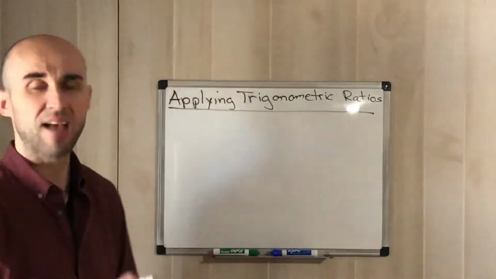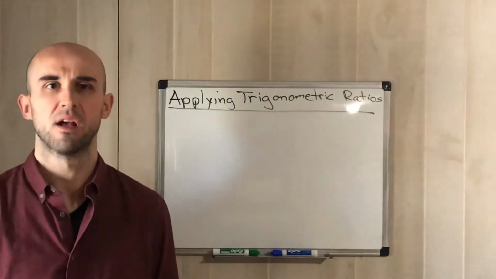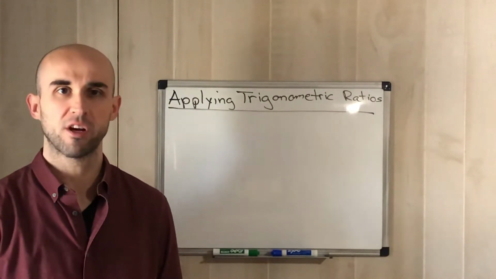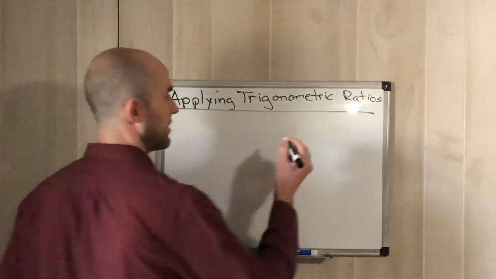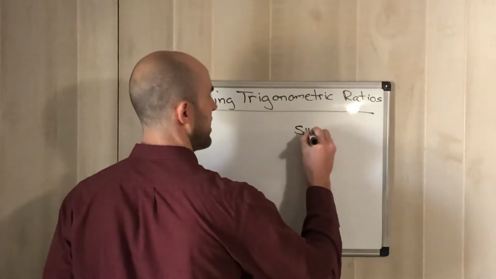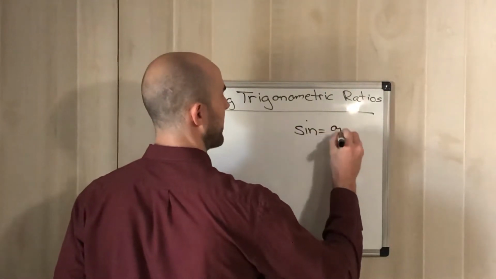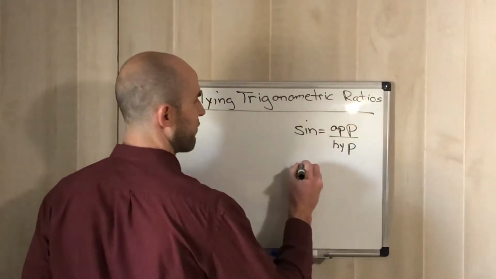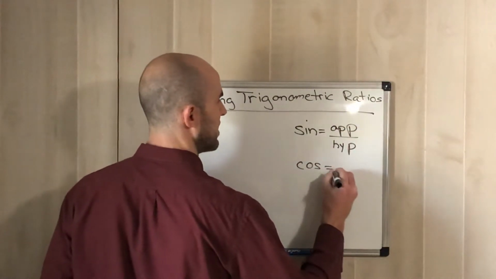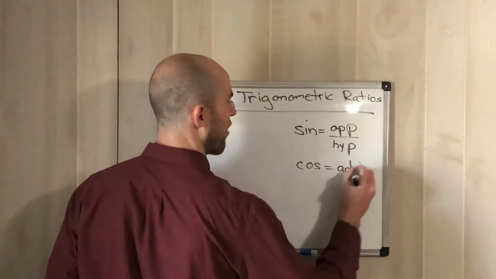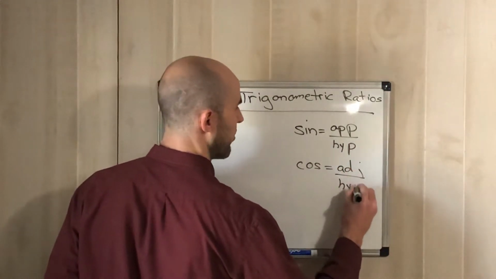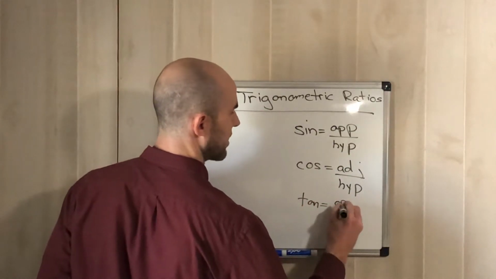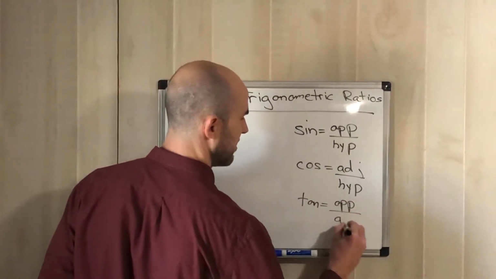We know that it's sine, cosine, tangent, right? Know the formulas that I've given in class over and over again. Just know that the formula for sine is opposite over hypotenuse, right? The formula for cosine is adjacent over hypotenuse. And we know that the formula for tangent is opposite over adjacent, right?